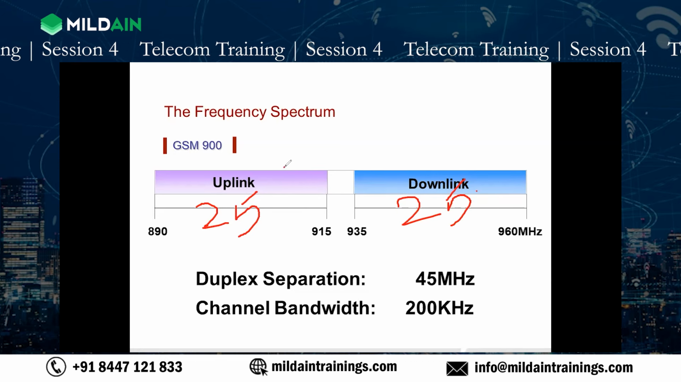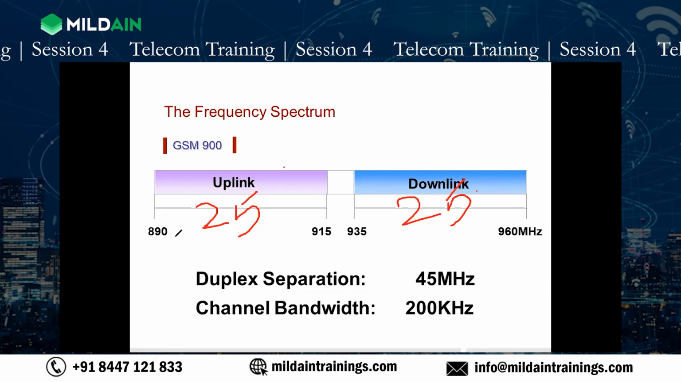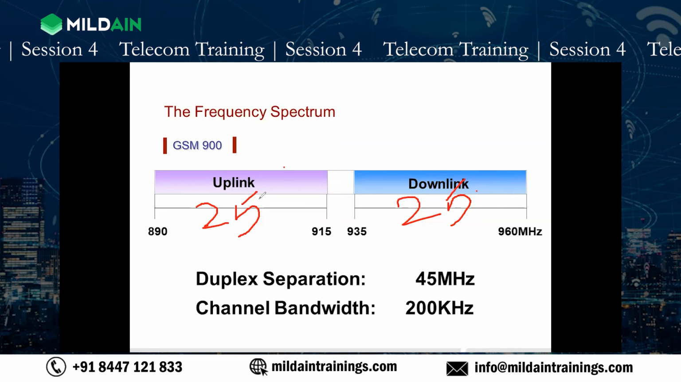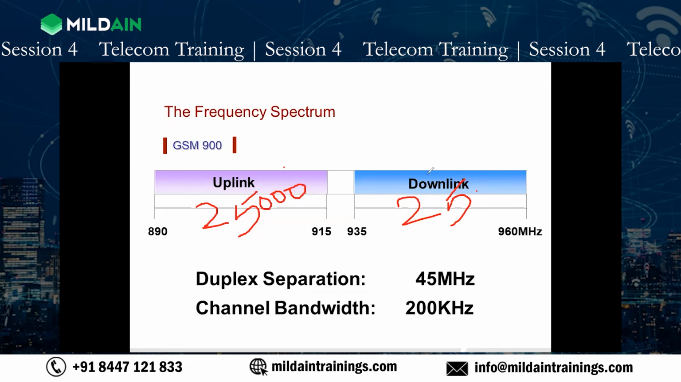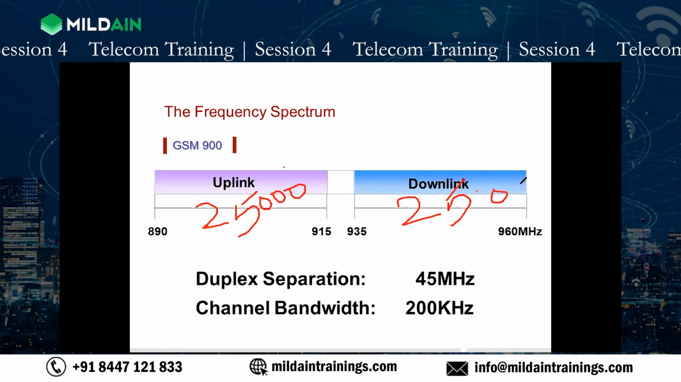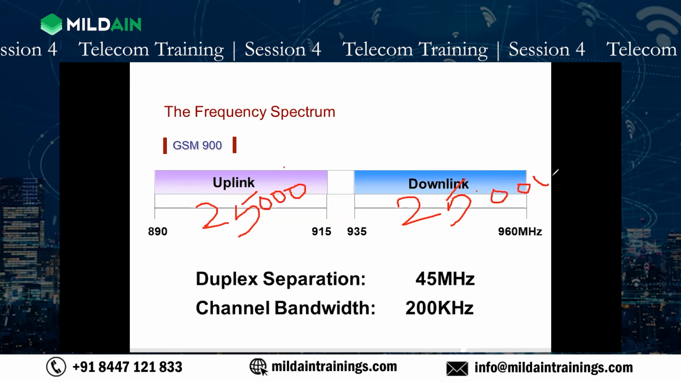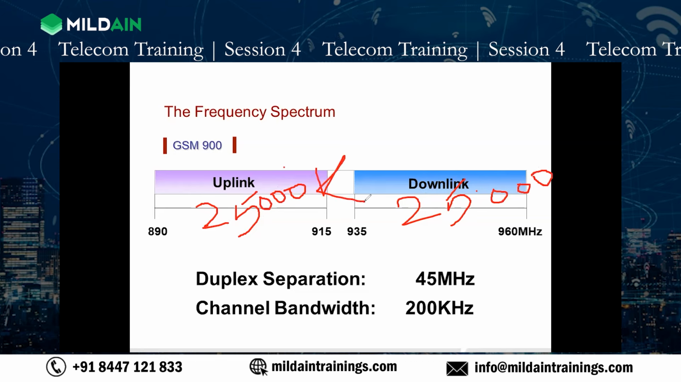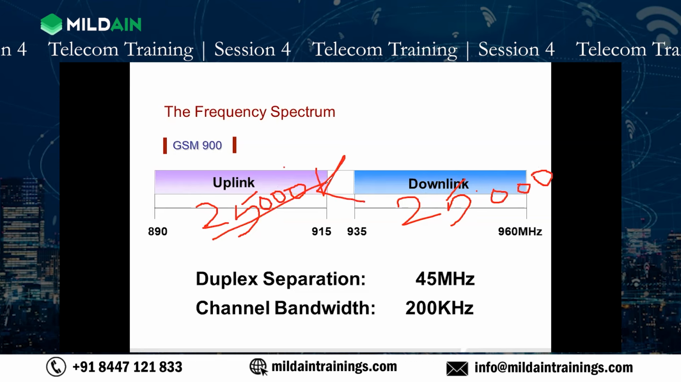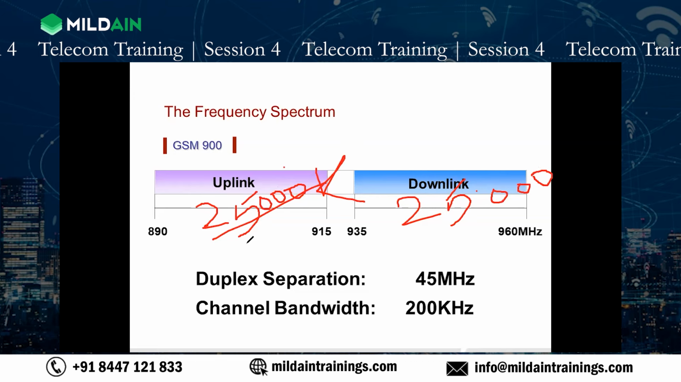Megahertz. This is my uplink and this is my downlink. So now how do we do the channeling? If you convert it into kilohertz, this is 25,000. Mega to kilo is 1000. So this is now in kilohertz. So divide by 200.